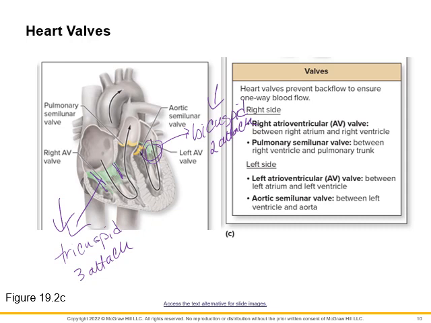And then you can see in yellow there the semilunar valves. So the pulmonary leads from the right ventricle to the pulmonary trunk, and the aortic semilunar valve right here leads from the left ventricle to the aorta.